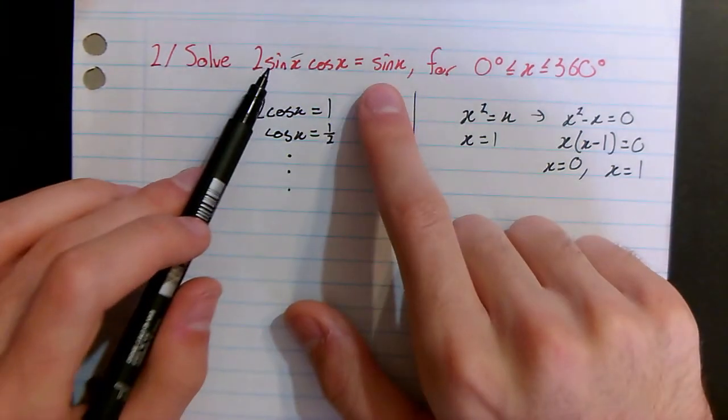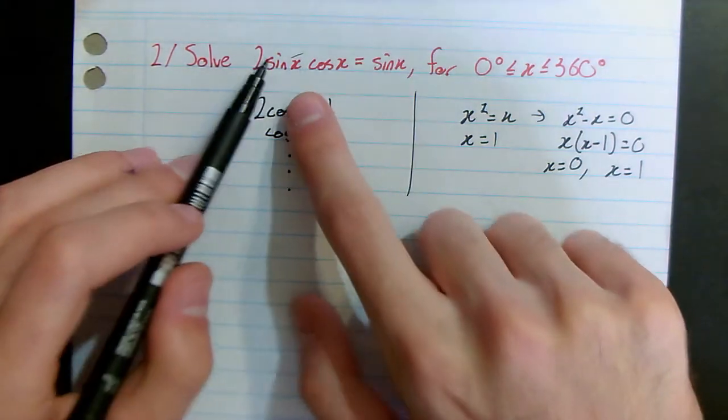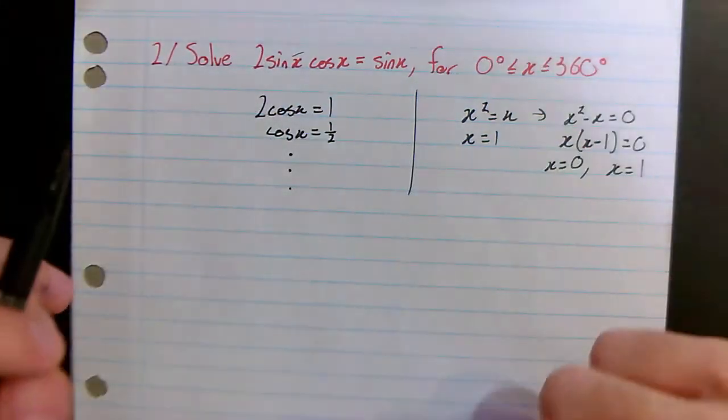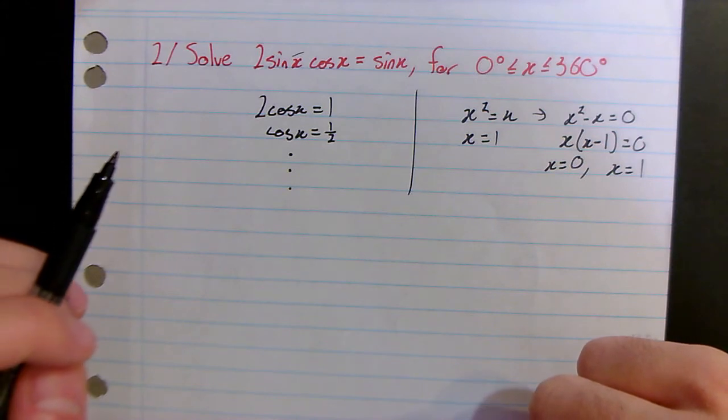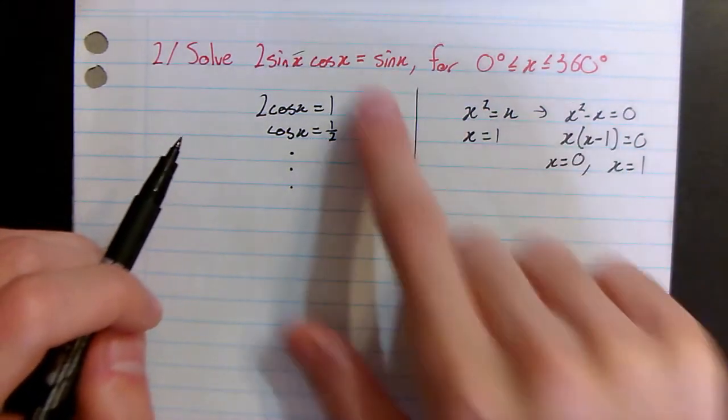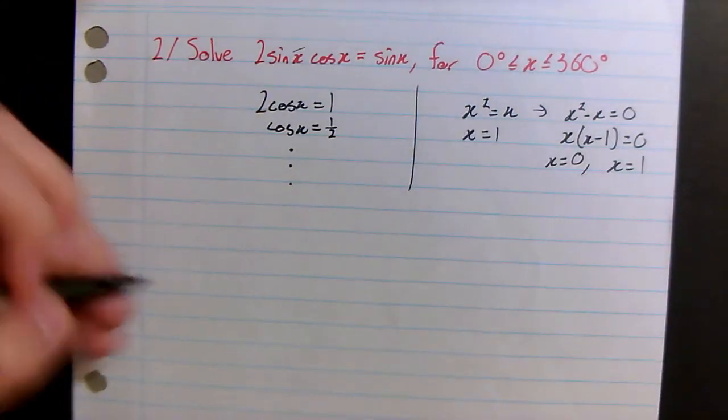So here, for that same reasoning why we can't divide by sine x, because we eliminate this sine x, hence eliminating solutions. So what do we do? Well, same thing we did here. We subtract sine x, okay?